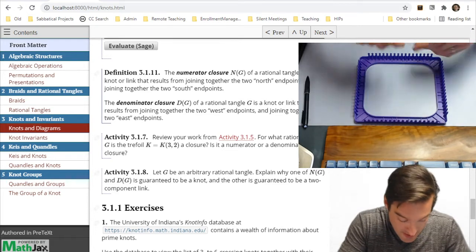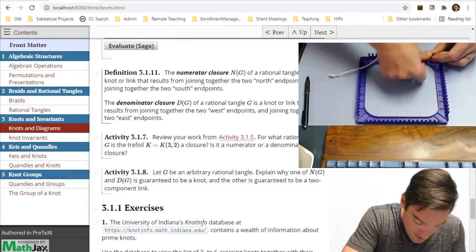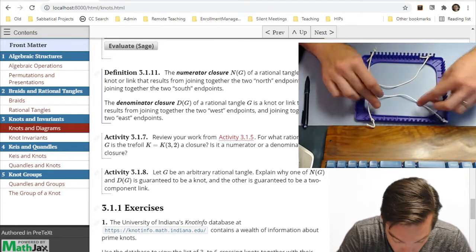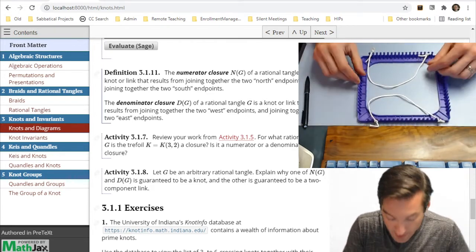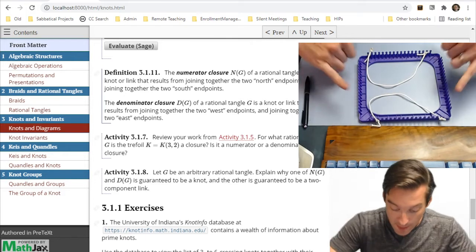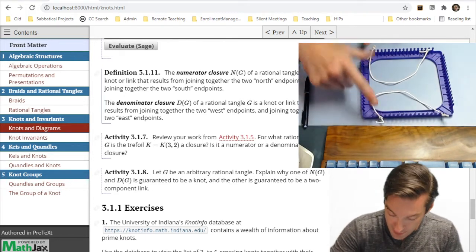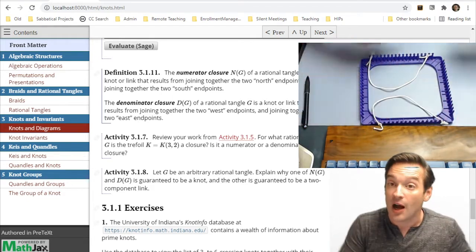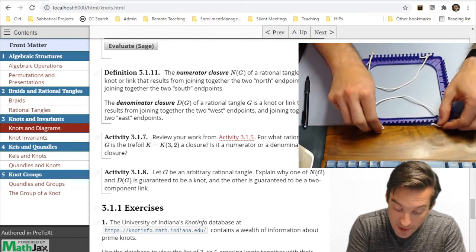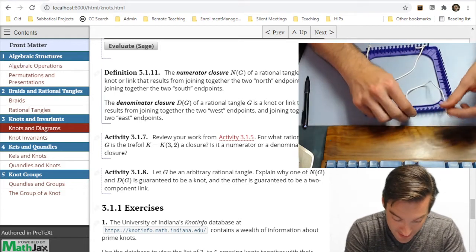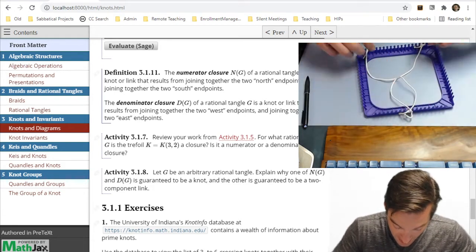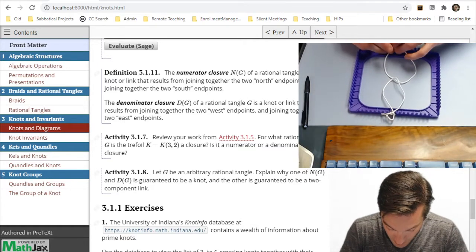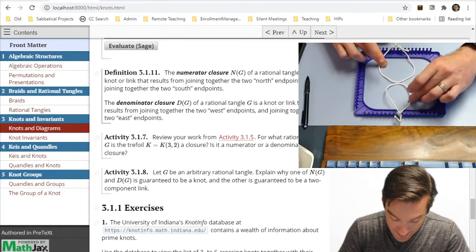But you could conceive that this doesn't necessarily always happen. Even if I just take an empty tangle, the tangle that has no crossings or rotations or twists or anything and just has 2 parallel uncrossed strands on the top and the bottom. If I were to form the denominator closure and tie these 2 ends together and tie those 2 ends together, I would get just one unknot. But if I form the numerator closure by connecting the tops together and the bottoms together, now I don't actually have an unknot. What I have is a 2-component unlink, right?